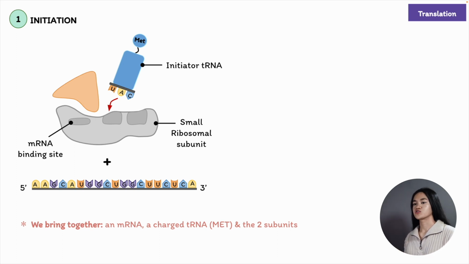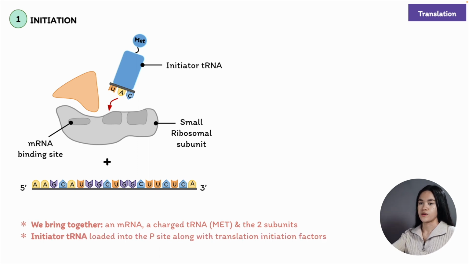Newly made proteins all have methionine as the first amino acid at their N-terminal end. In eukaryotes, an initiator tRNA carrying methionine is first loaded into the P site of the small ribosomal subunit, along with additional proteins called translation initiation factors. These factors are required to bring all these components together.